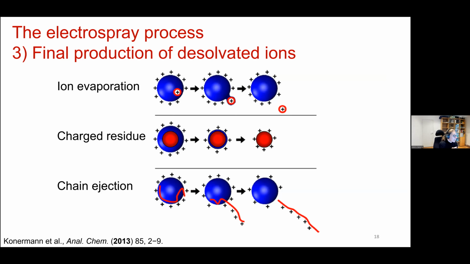And then what can happen with the final production of your ions? These are basically the three mechanisms that have been proposed for the final production of desolvated ions from charged droplets. The cartoon is for positive mode because most people study electrospray in positive mode, but it's actually the same for nucleic acids. I will show later.